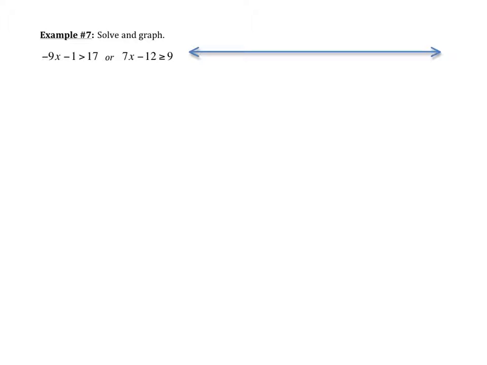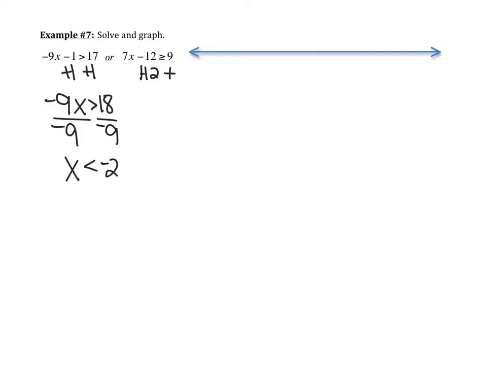And finally, one last or situation. Again, I know this is an or situation because it says the word or. So it's example number 7, solve and graph. I solve them individually and then graph them on one number line. So I added 1 to both sides, so I get negative 9x greater than 18. Divide by negative 9. I'm dividing by a negative, so I need to flip the inequality sign. There's my first answer.